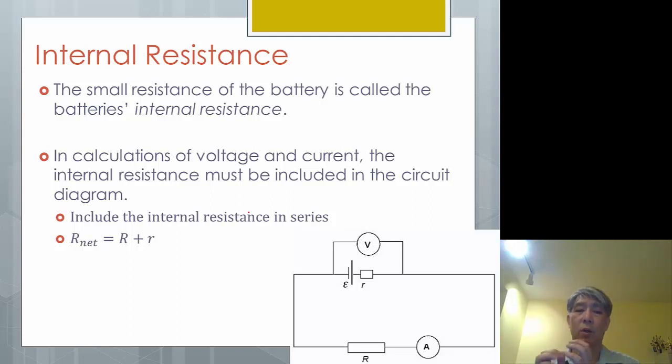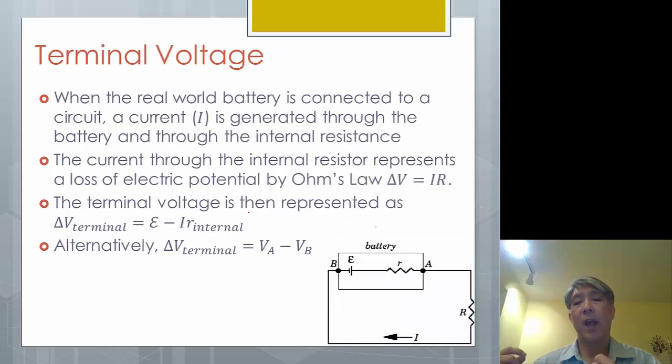When I include that little r, that internal resistance, the total resistance of the circuit becomes capital R plus little r. The terminal voltage, which is what I measure across the battery in a circuit, is going to be the EMF, epsilon, minus the current I times the internal resistance little r. So terminal voltage equals epsilon minus I r. It's also the voltage of the circuit. So don't forget that option.